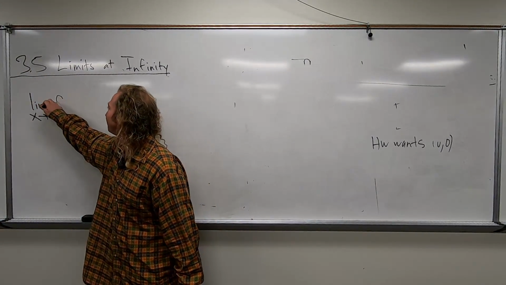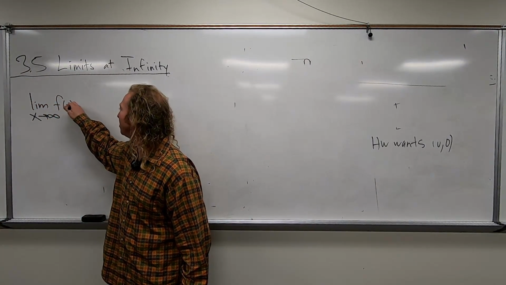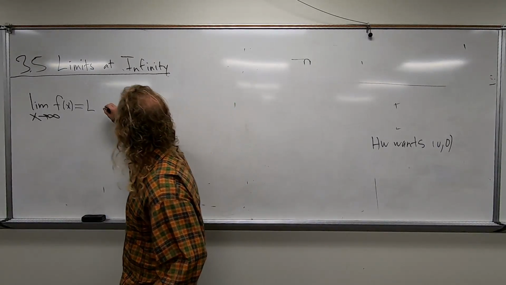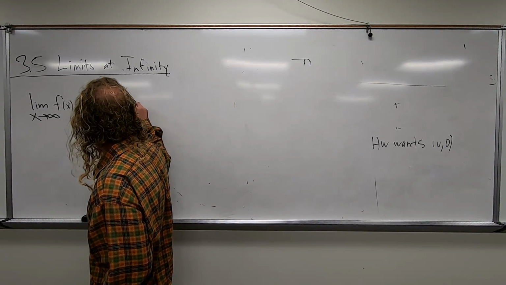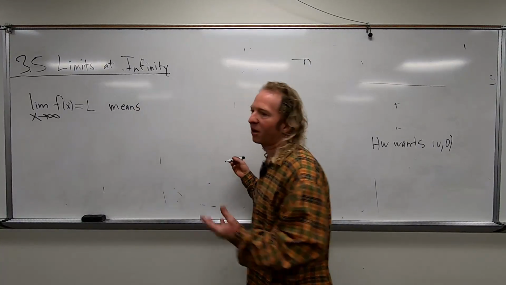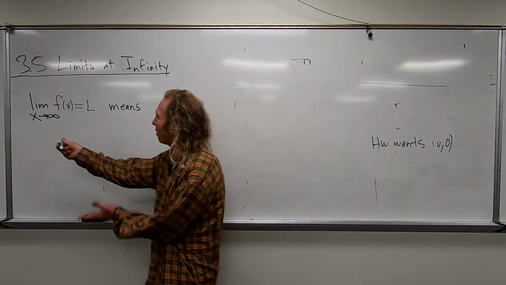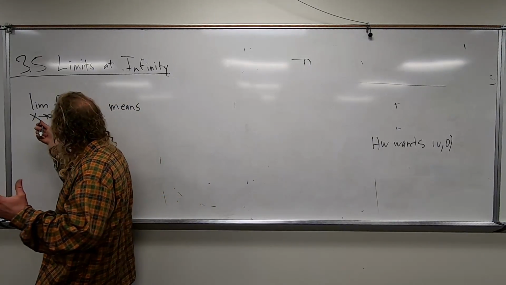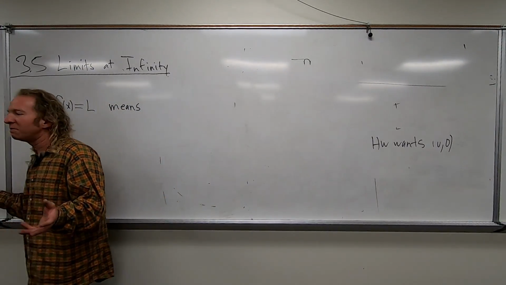...of f of x, and let's say it's equal to a number L. So what does this mean? I'll just tell you what it means and I'll write it down. It means that as x approaches infinity, f of x approaches L. You might be wondering, what does it mean for x to approach infinity? It just means it gets big.